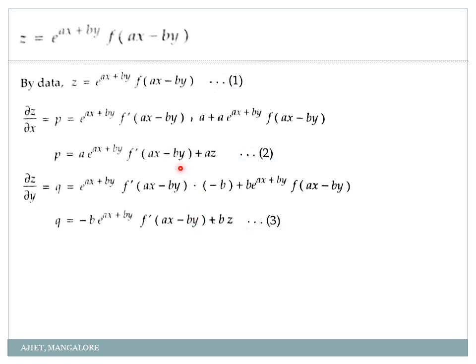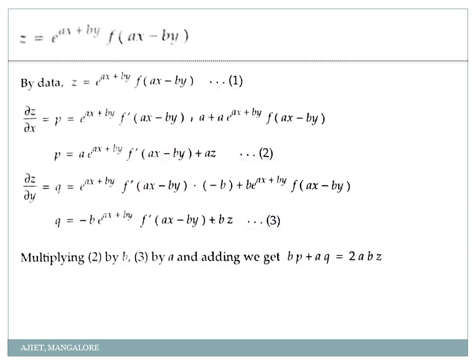Can I divide these equations directly? No. Be careful. If you want to divide, first take this az to the other side in equation 2, and bz to the other side in equation 3. Then if I divide, this f dash will get cancelled. That's what I have done here, or in a simple way, I have multiplied equation 2 by b, and multiplied equation 3 by a, so that I balance this equation here. When I do that, this entire term will get cancelled, and what remains is only 2abz. So bp plus aq is equal to 2abz.